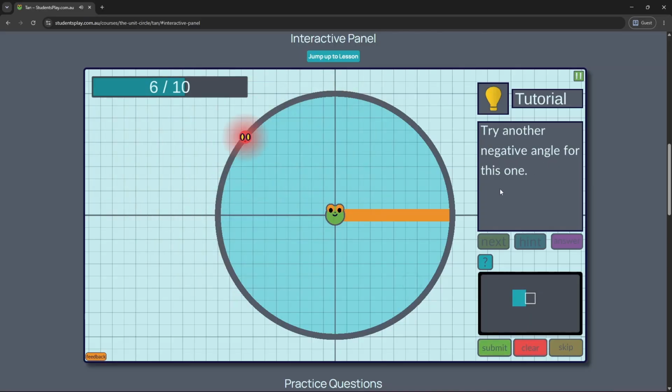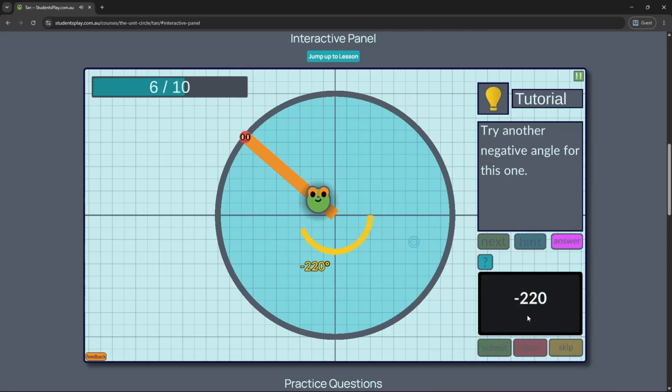Try another negative angle for this one. Okay, so going all the way around. It's like 180, then a bit extra. Maybe an extra 40, let's say. So 240. Let's make sure it's negative this time. Oh, make sure I click over here. Negative 240. Oh, wow. Maybe like 220. Oh, I did my addition wrong. I think I added 60 instead of 40.